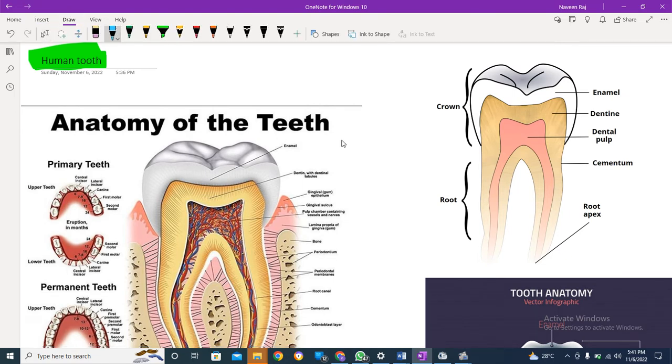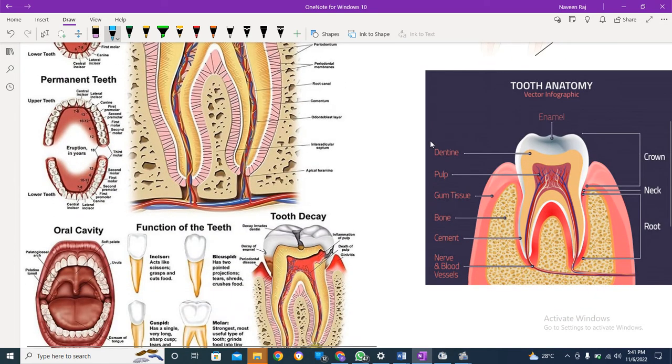So basically, the tooth is divided into three major parts. I'm just telling you things verbally. You need to make up notes yourself. I'm not giving you theory over here, I'm just giving concepts. The tooth consists of three major parts: crown, neck, and root. So the crown is the part that is visible to us.